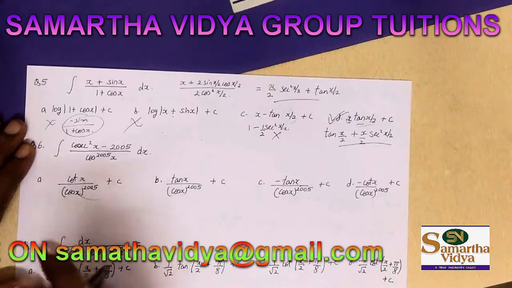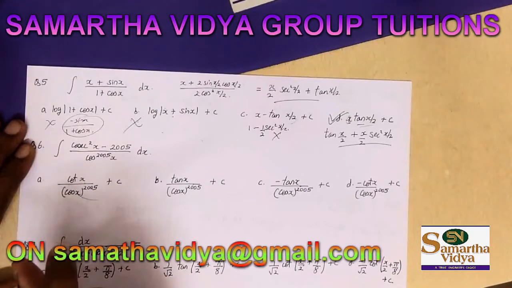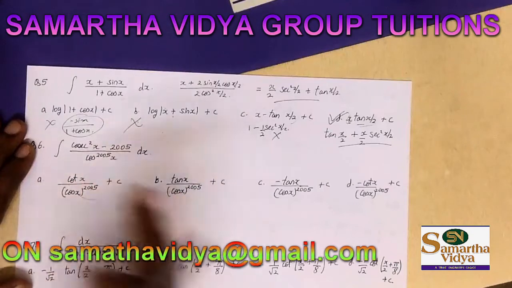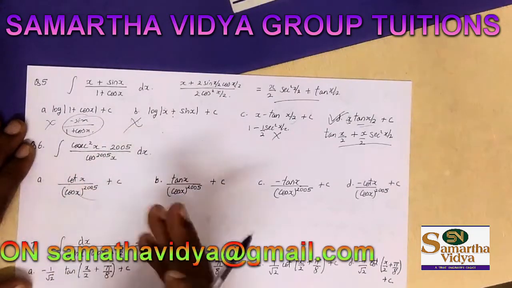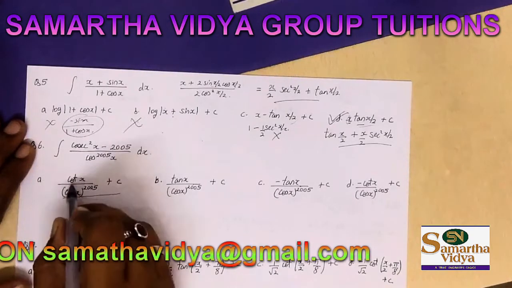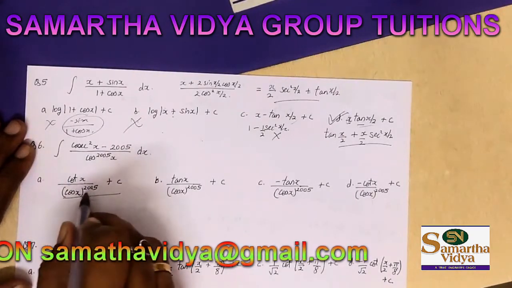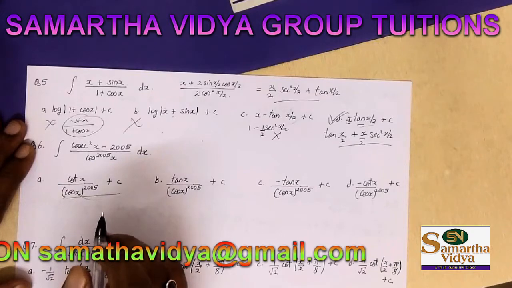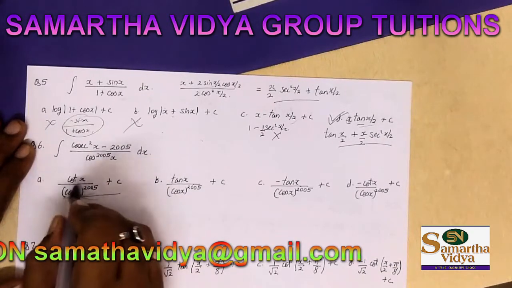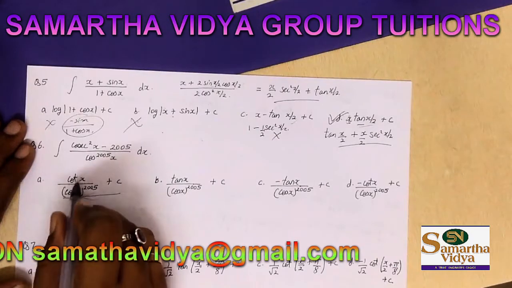So what we need to do is find just two derivatives. If either of them is the answer, or the question, sorry, then we can select that particular option. So let's go for the first option, which is cot x upon cos x raised to 2005. Just finding the derivative of this, we know that this is of the form u by v.